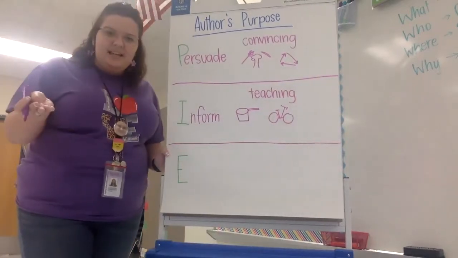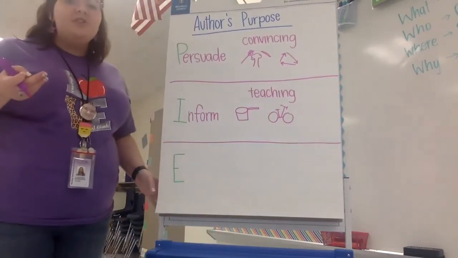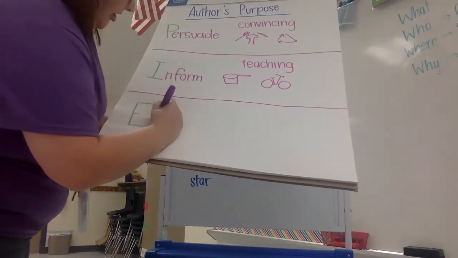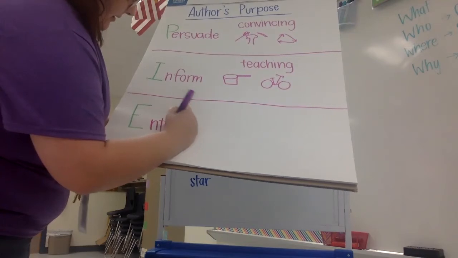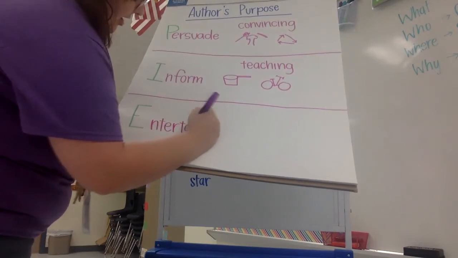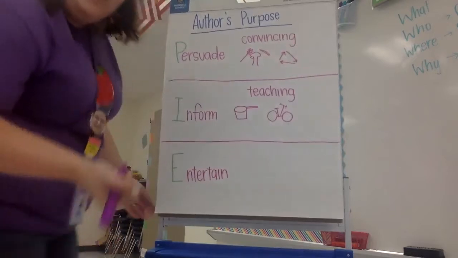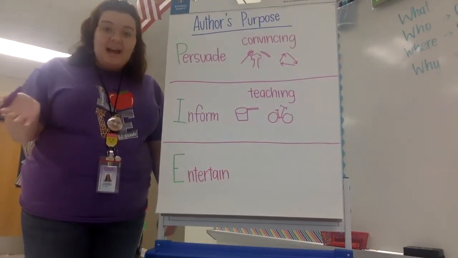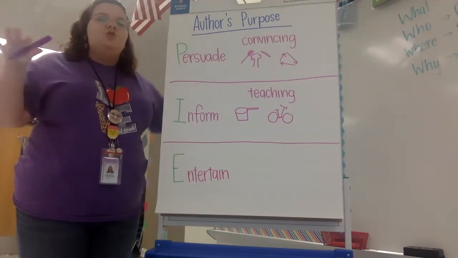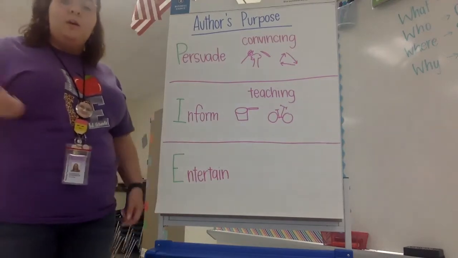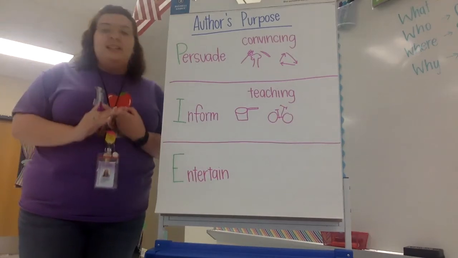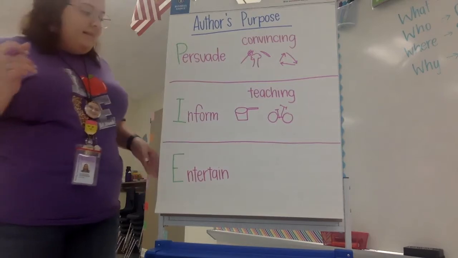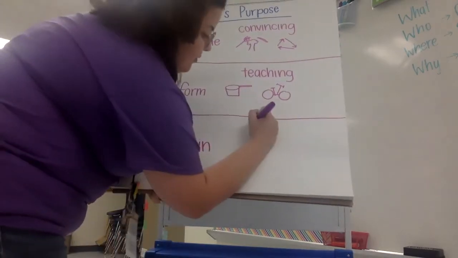What does the E stand for? Well, the E is for entertain. Everyone repeat after me. E is for entertain. Great job. E is for entertain. What does entertain mean? Have you ever heard that word before? Yeah, entertain is to keep you enjoying something, right? It's to make you feel emotions. It's to keep you to be happy. So when an author writes to entertain, they are trying to have you enjoy the book.